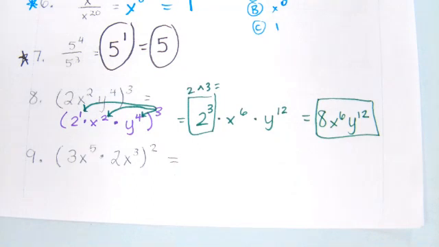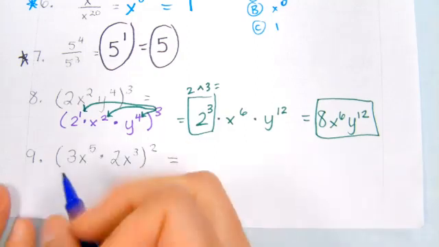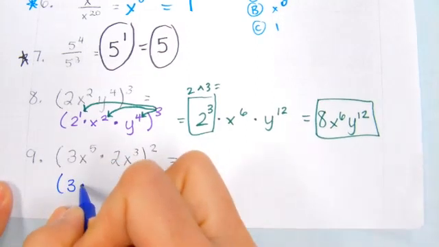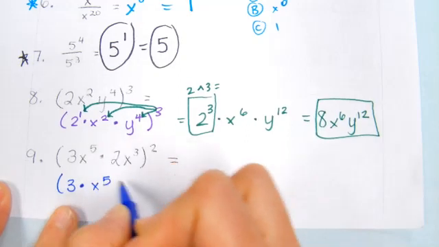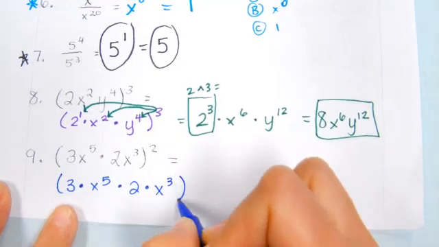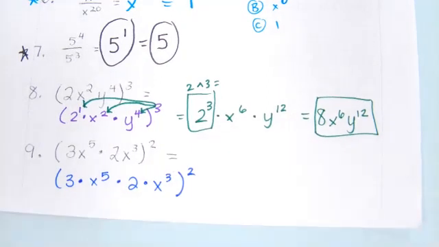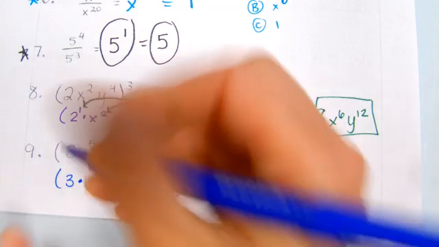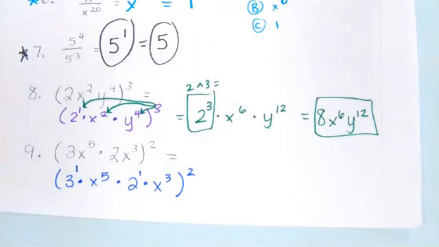Okay, let's do the next one. Here we go. What's first? Same as always. Separate. Let's go. 3 times x to the 5th times 2 times x to the 3rd. 2 on the outside. Okay. Giselle, which of these have missing ones on them? The 3 and the 2 have missing ones. Put them on.